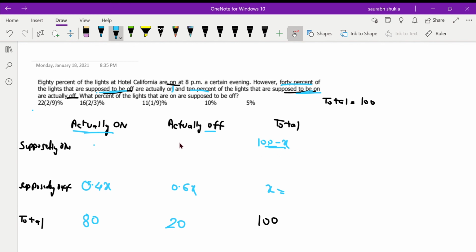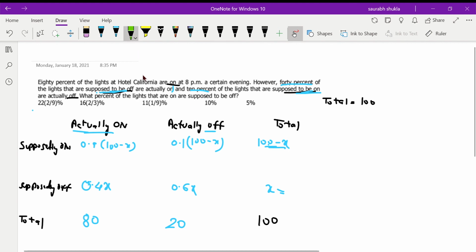So what I'm going to write here is 0.1. 10% is what? 10 by 100, which is 0.1 into 100 minus x. So how much is remaining here? It's 0.9 into 100 minus x. I hope this made sense to you. Now, what else is given? What percent of the lights that are on are supposed to be off? So what exactly is the question asking for? What percent of lights that are on are supposed to be off?